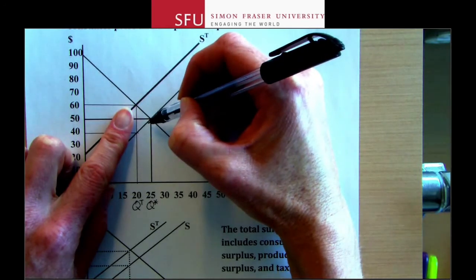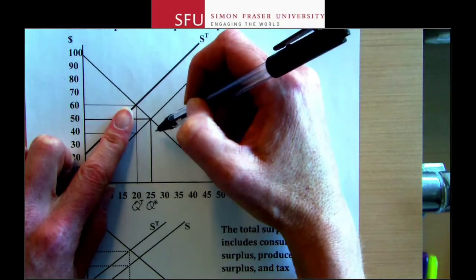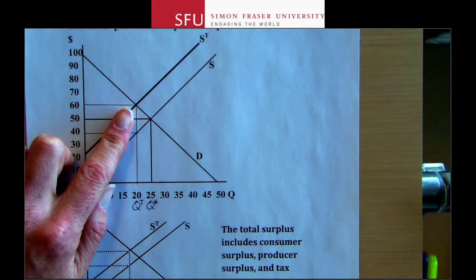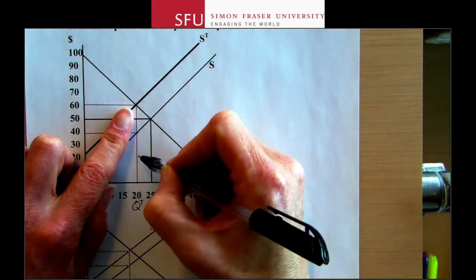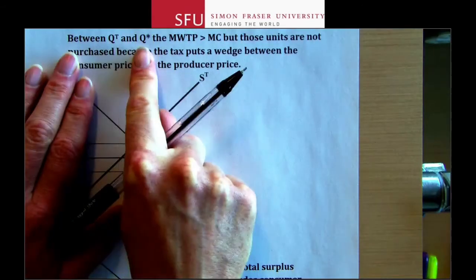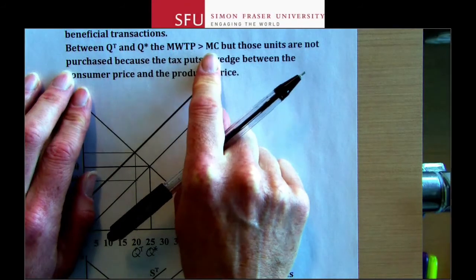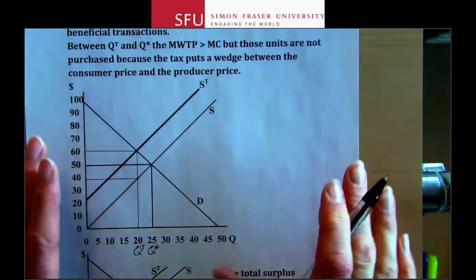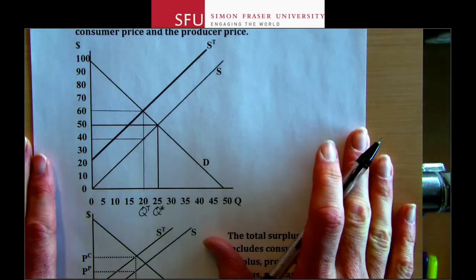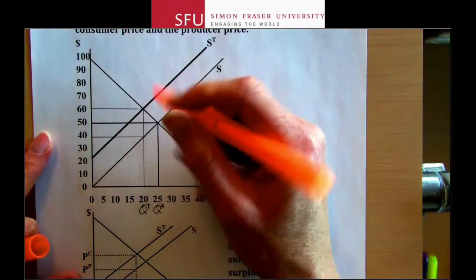So there is a potential net benefit or surplus for these units here, but we're not getting them because the tax has made the price more expensive, and then the consumers are not willing to buy those extra units. Okay, so between the quantity QT and Q star, the consumer's willingness to pay is greater than the marginal cost, but the units are not being purchased because the tax raises the price. Okay, so what happens then is we get deadweight loss. All right, so deadweight loss, I'll put in orange.